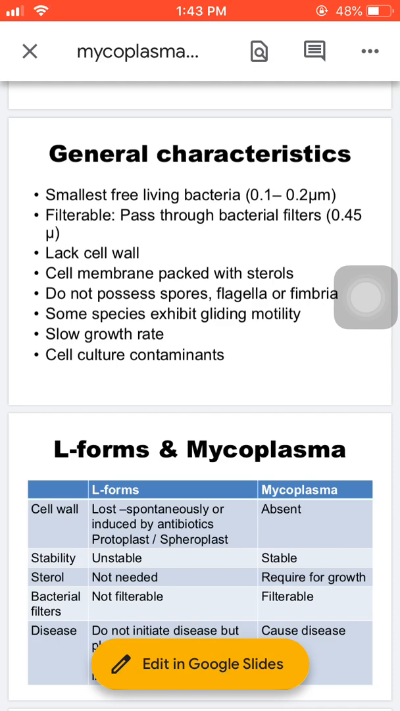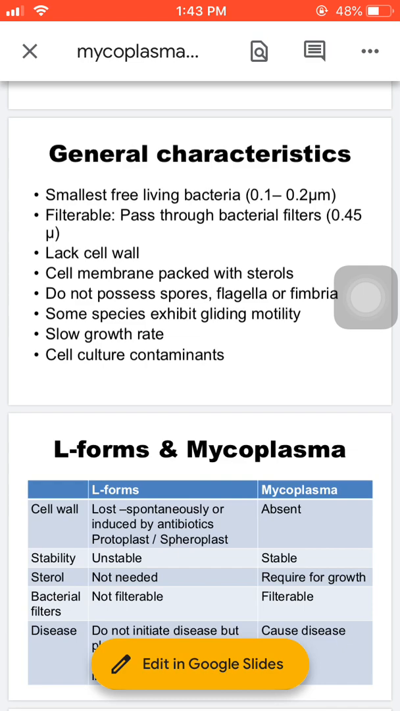So are they L forms? Let us discuss about this in a subsequent slide. They have a cell membrane which is packed with sterols. They do not possess any spores, flagella or fimbriae, but yes, some Mycoplasma species exhibit gliding motility. They glide through the host tissues.